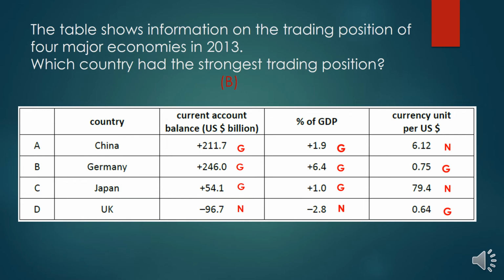In this case, the answer is B. How did it come? Because the current account balance is strong. Whereas the current account balance is positive, we can say it is good. So that's what I denoted as a G. So among these 4 countries, 3 countries are in a strong trading position.